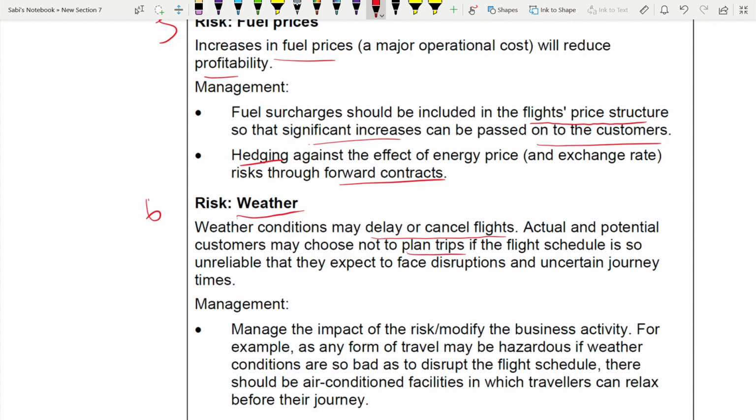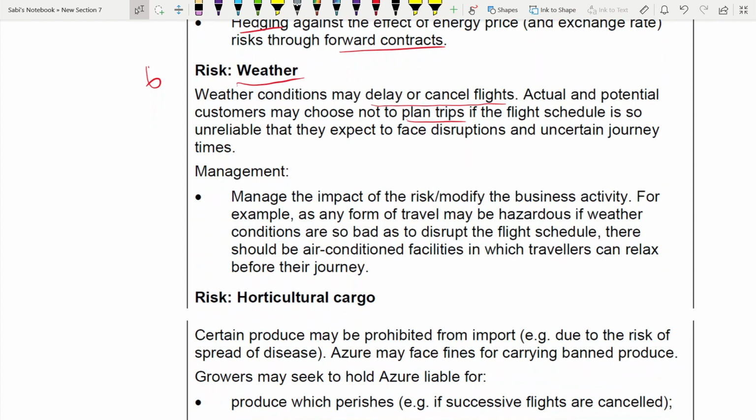So what should management do? Risk modify the business activity. That means if weather conditions are bad, can you make any form of travel without any risk? No. So in that case, what you should do is air conditioner facility has to be there for the travelers where they can relax before their journey.